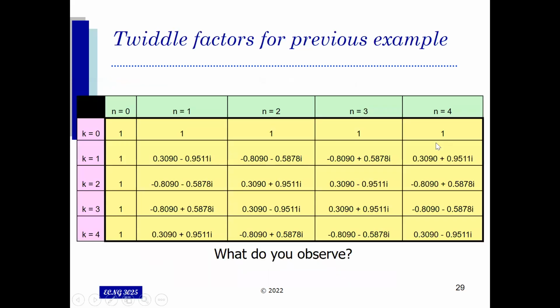As a start, if you look at the twiddle factors here from the last example, do you see anything as yet? If you just look at the table, are you seeing anything looking useful in this chart?